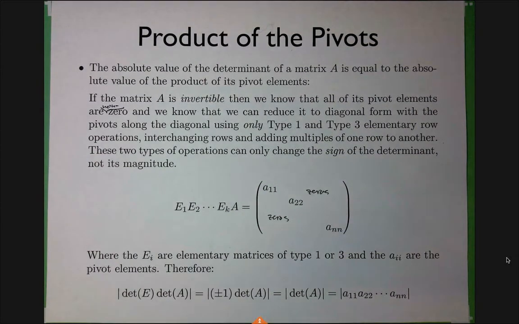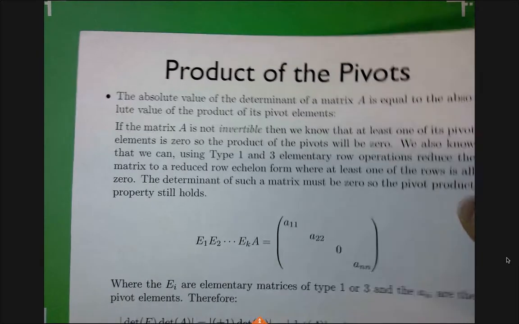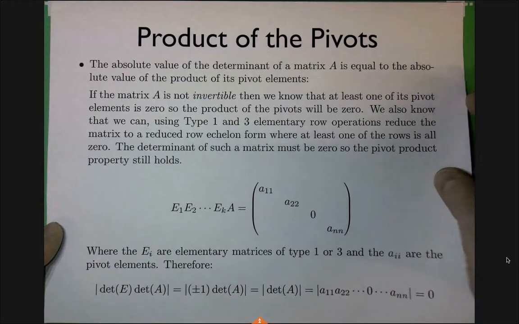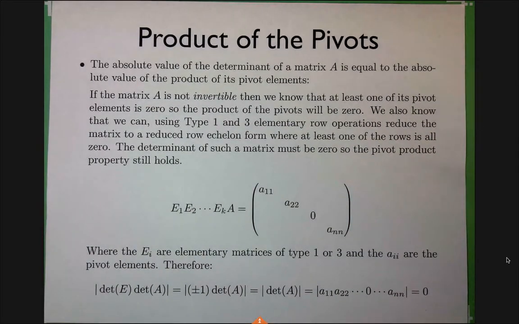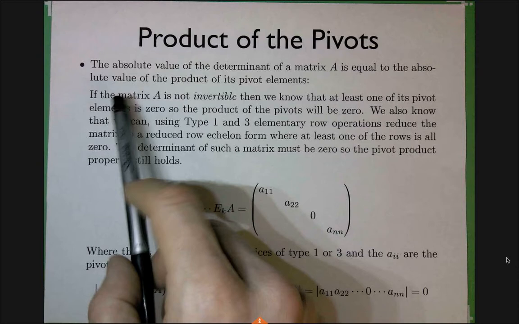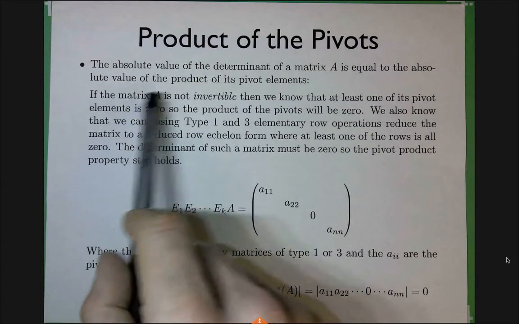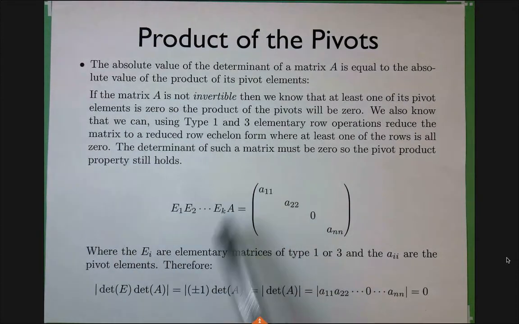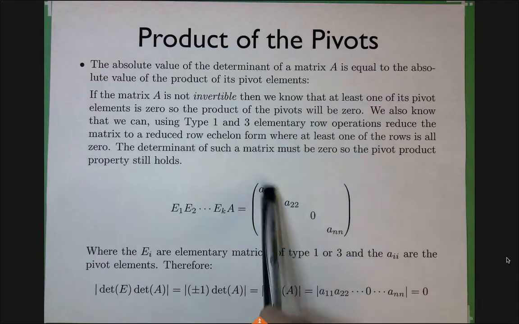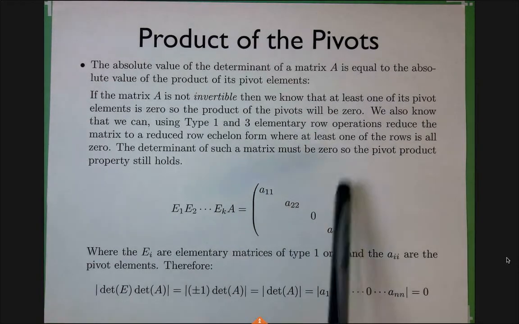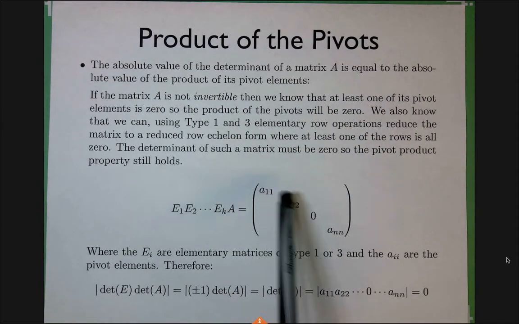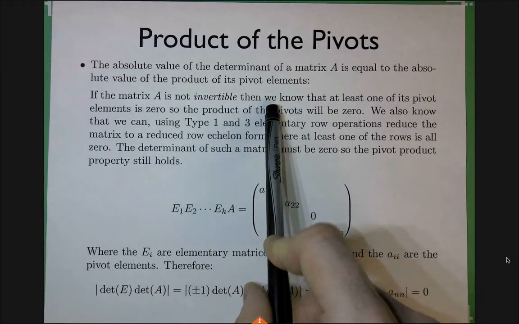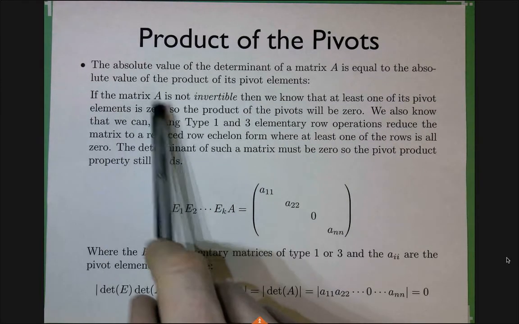Let's look at the other case. So this was essentially showing the statement for the special case where A was invertible. Now we need to think about the case where A is not invertible, if A is singular. So what do we know about a singular matrix? We know that it can be brought to this elementary form where at least one of the pivots will be 0. At least one of its pivots is 0, yes.